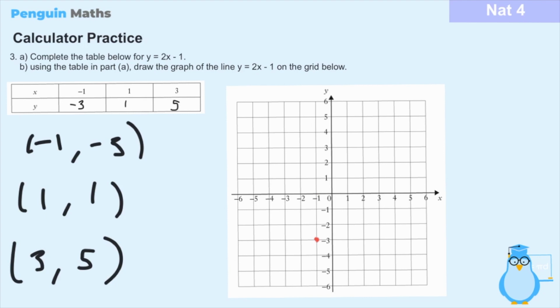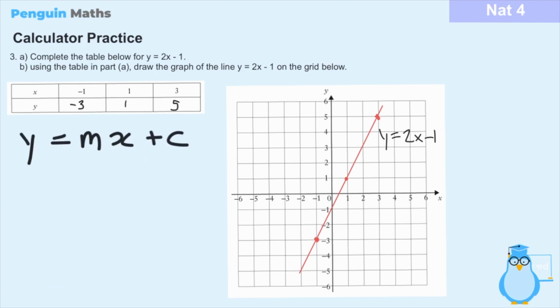Our next point is 1, 1. So that's 1 in the x and 1 in the y. And the final point is 3, 5. So that's 3 in the x and 5 in the y, so right up here. So now we have 3 points that lie on the line. All we can do now is draw a straight line and connect them all together, just like that. And then that means now we have drawn the line of y is equal to 2x minus 1.